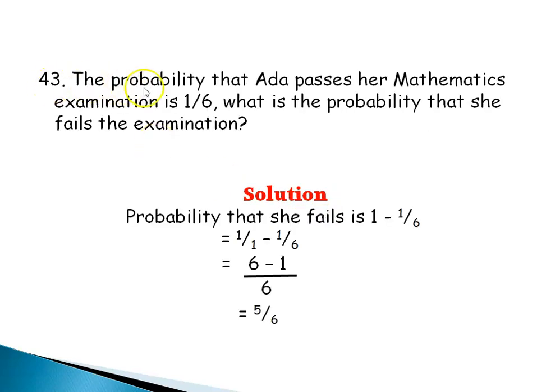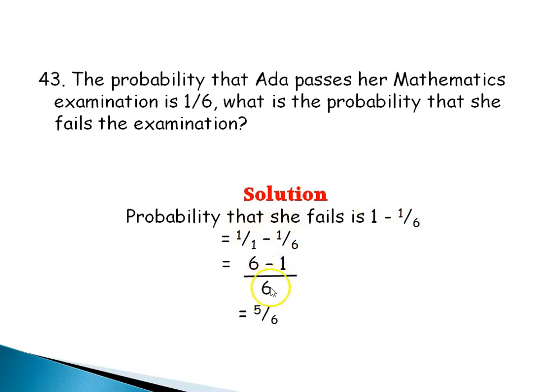Alright, question 43. The probability that Ada passes a mathematics examination is 1 over 6. What is the probability that she fails the examination? Alright, so when you have probability like this, you've been told the probability that she passed. The probability that she fails will be 1 minus the probability that she passed. So 1 minus 1 over 6.